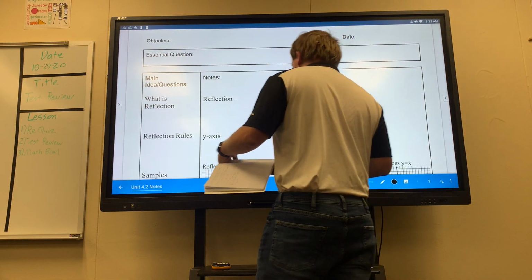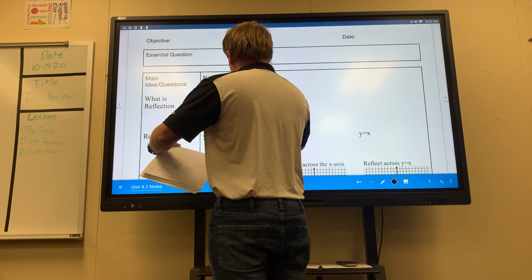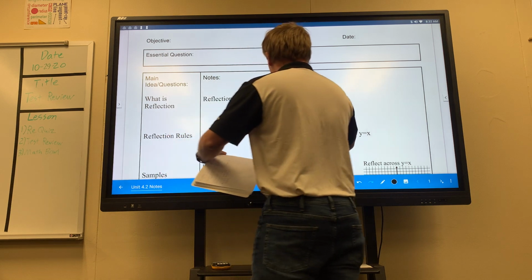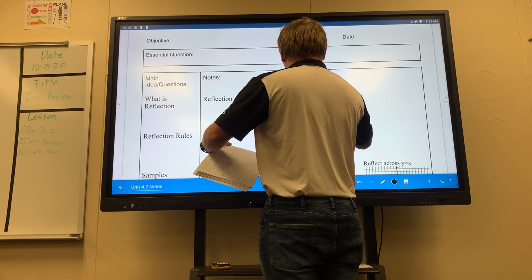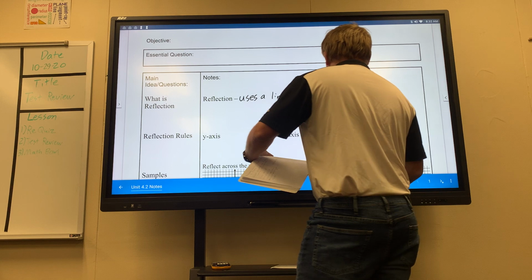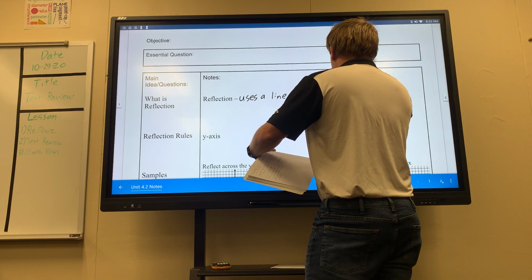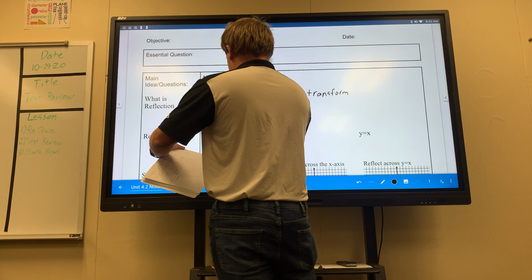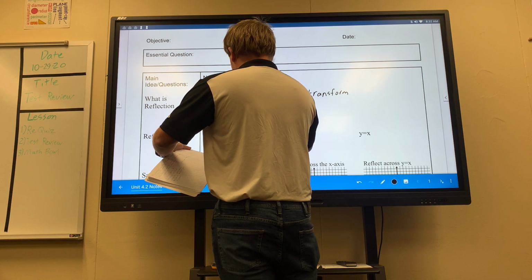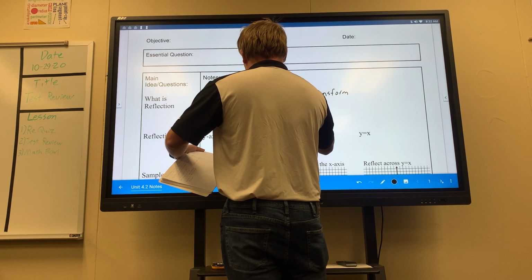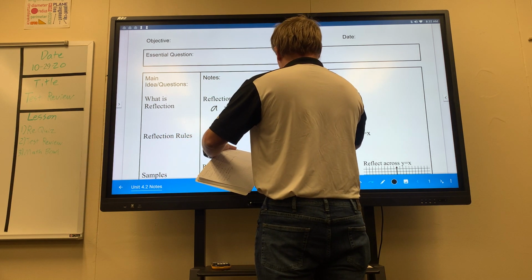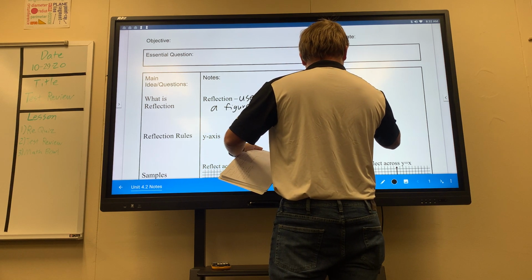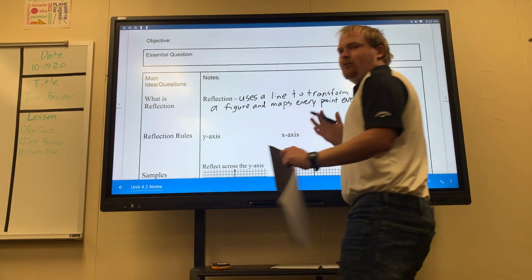So, to start off, reflection uses a line to transform a figure and maps every point evenly. Okay, so here's what we mean.